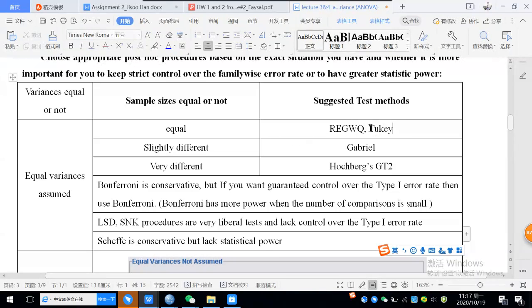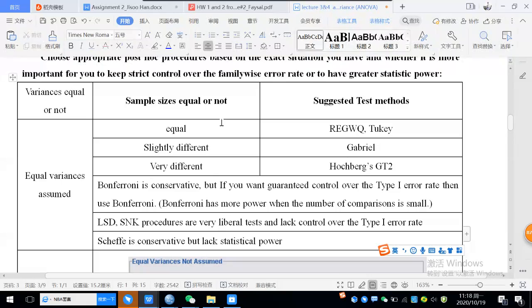Okay, these two methods are suggested because Tukey is widely used in multiple comparison. If the sample sizes are slightly different, then you can use Gabriel. For example, we have 5 people in level 1, 6 people in level 2, 7 people in level 3. Then the sample size is just slightly different. In this case, we can choose Gabriel.